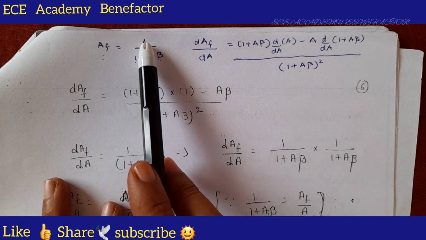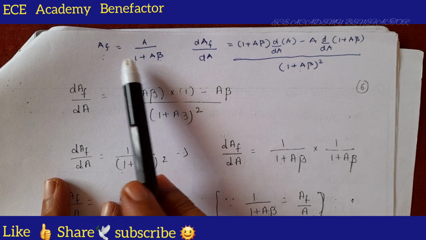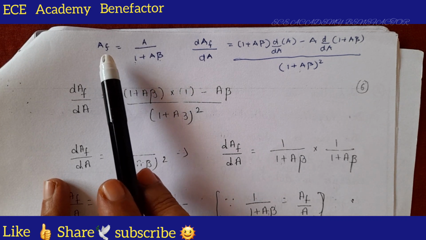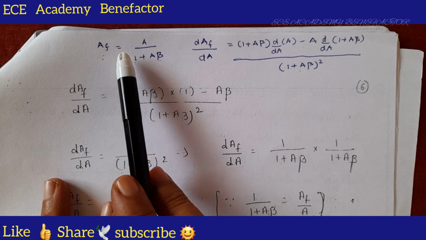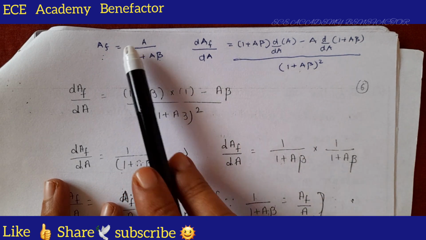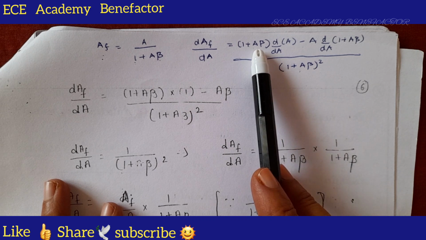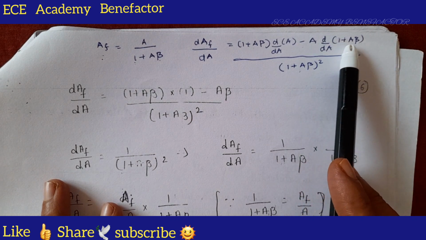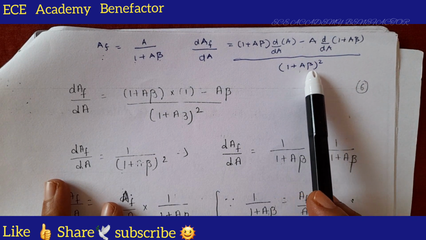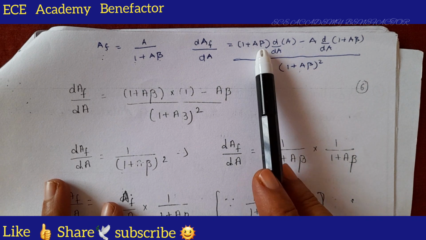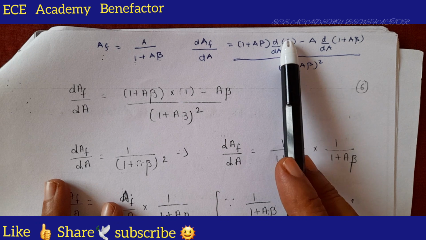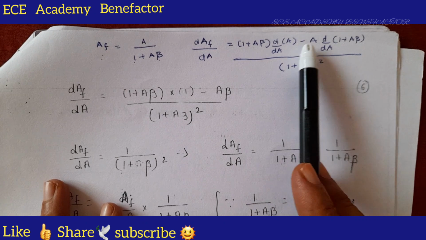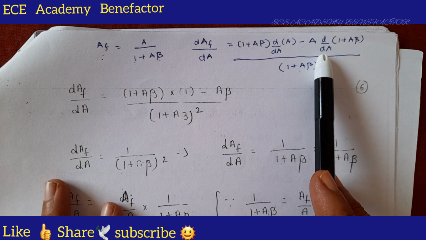AF is equal to A by 1 plus A beta. Differentiating both sides with respect to A, dAF by dA is equal to, using the quotient rule, the denominator 1 plus A beta times d by dA of A, minus A times d by dA of 1 plus A beta, by 1 plus A beta the whole square. d by dA of A is 1, so it's written as 1, minus A times d by dA.